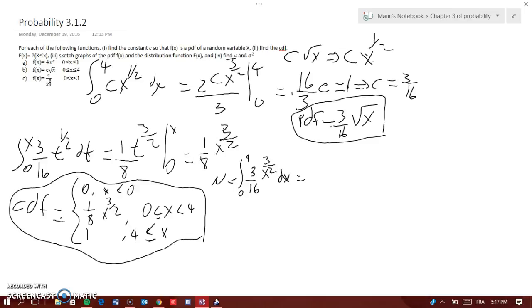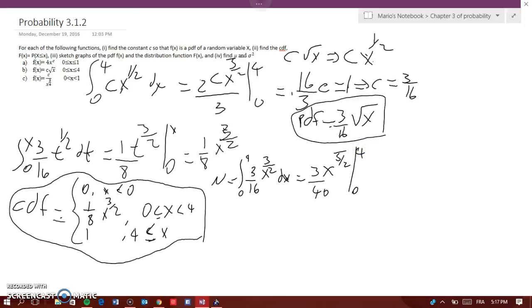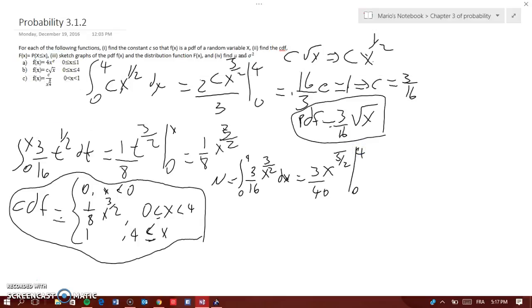On your calculation, I think you would get 3 out of 40. When you add 1 to that, that will be x to the power of 5 halves, and you divide by 2/5. So you would get 3 out of 40, from 0 to 4. And you guys can do that by yourself. Let me just give it that little part right here, not to confuse it.